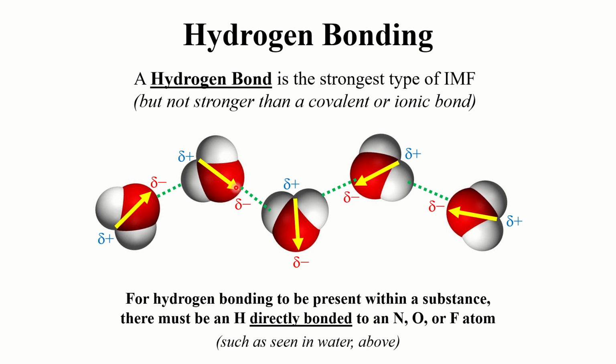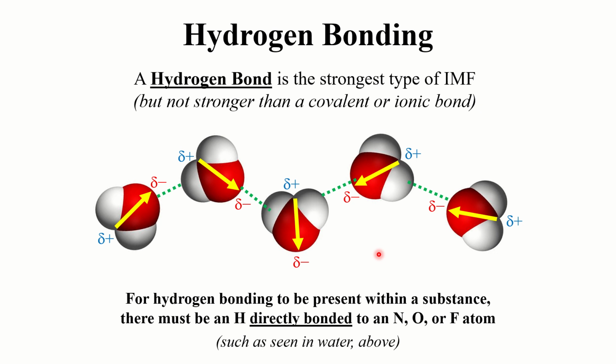But the key here with hydrogen bonding: for hydrogen bonding to be present within a substance, there must be a hydrogen directly bonded to a nitrogen, an oxygen, or a fluorine atom. It has to be one of those three. The hydrogen has to be directly bonded to a nitrogen, oxygen, or a fluorine.